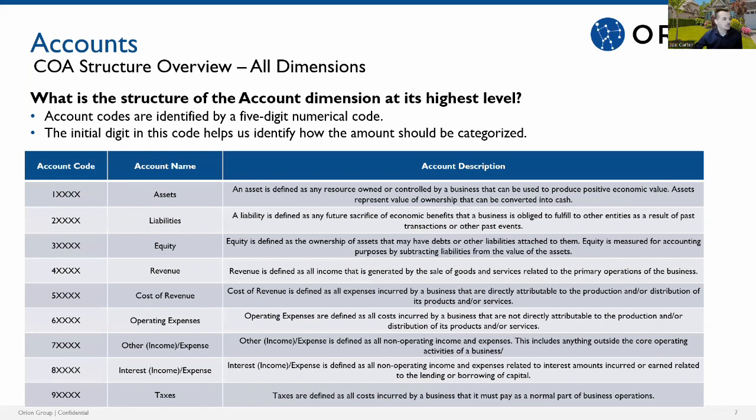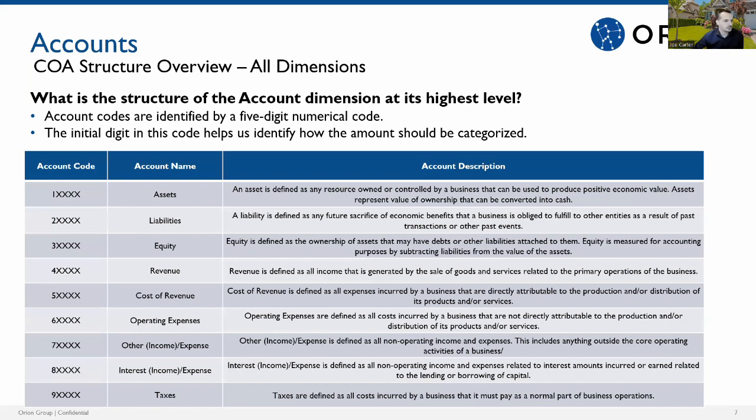The next account code begins with the number 3. That is equity, being defined as the ownership of assets that may have debts or other liabilities attached to them. The next account code is number 4, revenue, which is defined as all income generated by the sale of goods and services related to the primary operation of the business. The next account code, number 5, is cost of revenue, which is defined as all expenses incurred by a business that are directly attributable to the production and/or distribution of products and services.